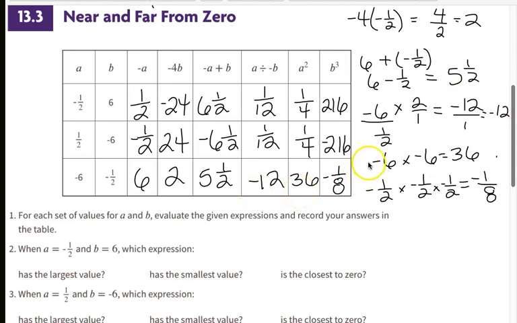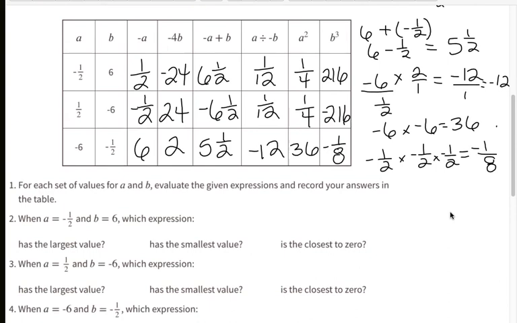Negative 6 squared, negative 6 times negative 6 is positive 36. And negative 1/2 cubed, 1 times 1 times 1 is 1. 2 times 2 is 4 times 2 is 8. Negative times a negative is a positive, times a negative is a negative. And make sure you don't put a 6 here, because that doesn't mean 2 times 3. That means 2 times 2 times 2. So 2 times 2 is 4 times 2 is 8. And if you have any questions on any of these, please come up and ask me.